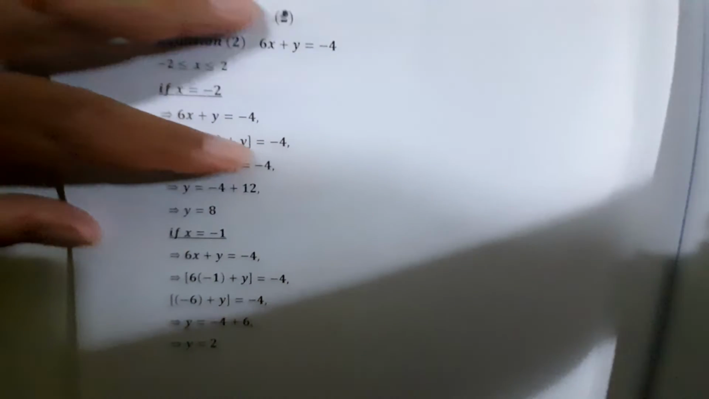Now we'll be moving on to the second equation, that is 6x plus y plus 4 is equal to 0. Equation 2 becomes 6x plus y is equal to minus 4. So we'll be using the value of x from minus 2 to 2. If the value of x is minus 2, instead of writing x, we'll be writing minus 2. 6 multiplied by minus 2 is minus 12. We'll be taking minus 12 to the right hand side, it will become plus 12. So y is equal to minus 4 plus 12, y is equal to 8.